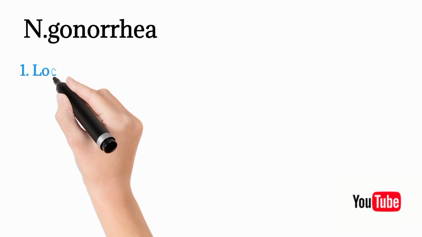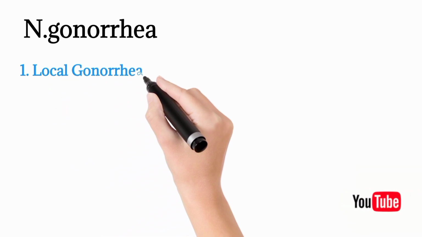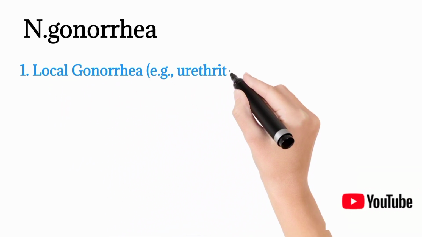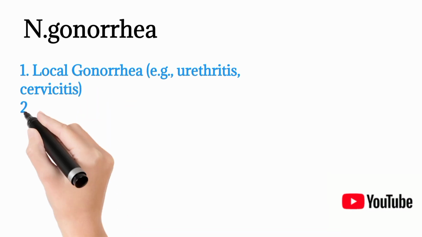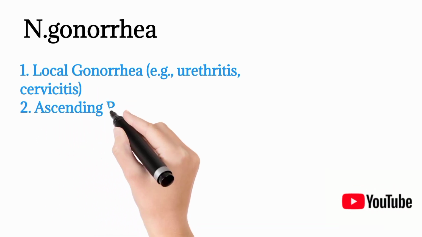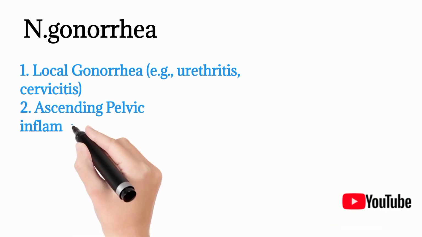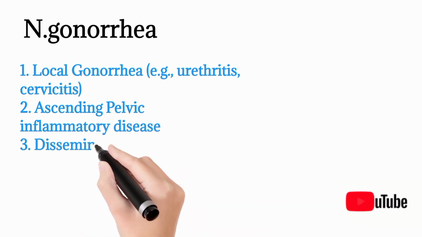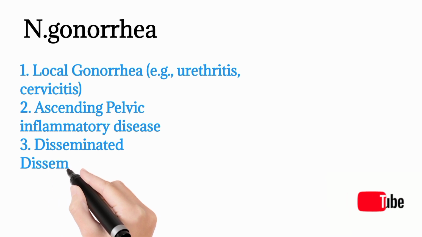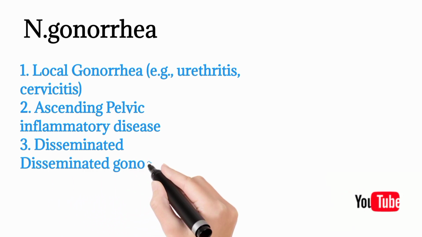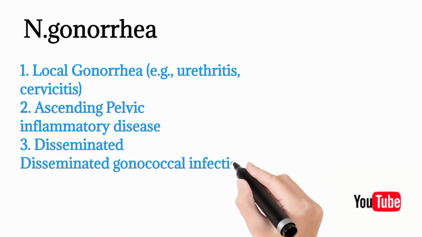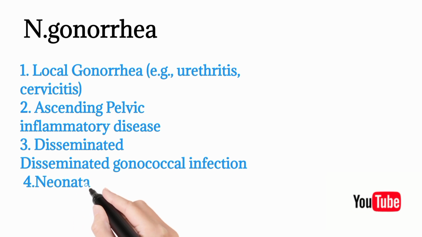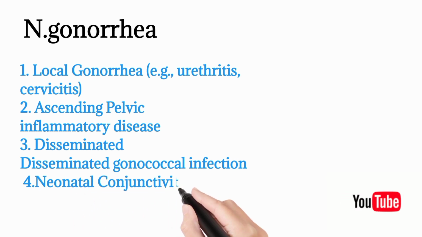In case of Neisseria gonorrhea, the diseases caused include genital tract infections and neonatal conjunctivitis. Genital tract infection can be further divided into local infection, which is urethritis if it affects the urethra and cervicitis if it affects the cervix. It can ascend into the pelvis causing pelvic inflammatory disease, and it can spread into the bloodstream causing disseminated gonococcal infection. Additionally, the infection can be transmitted to the newborn during birth, causing neonatal conjunctivitis.